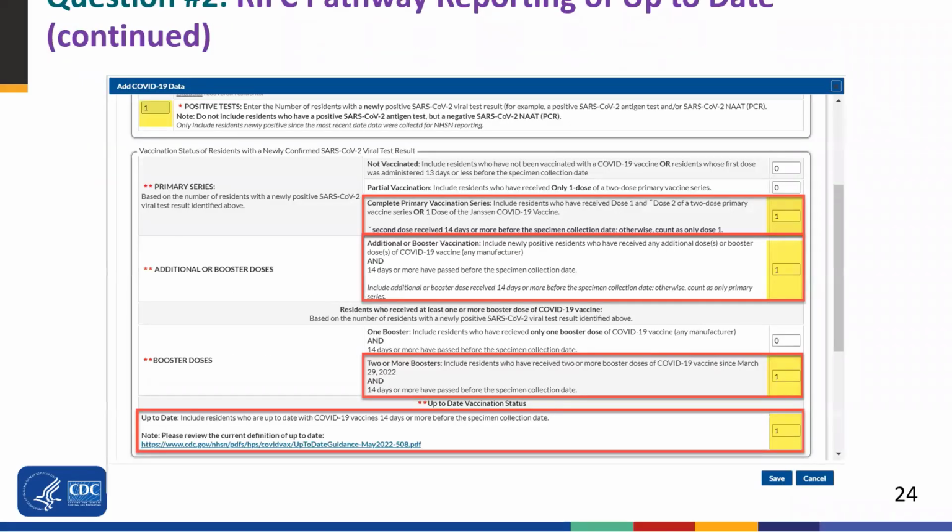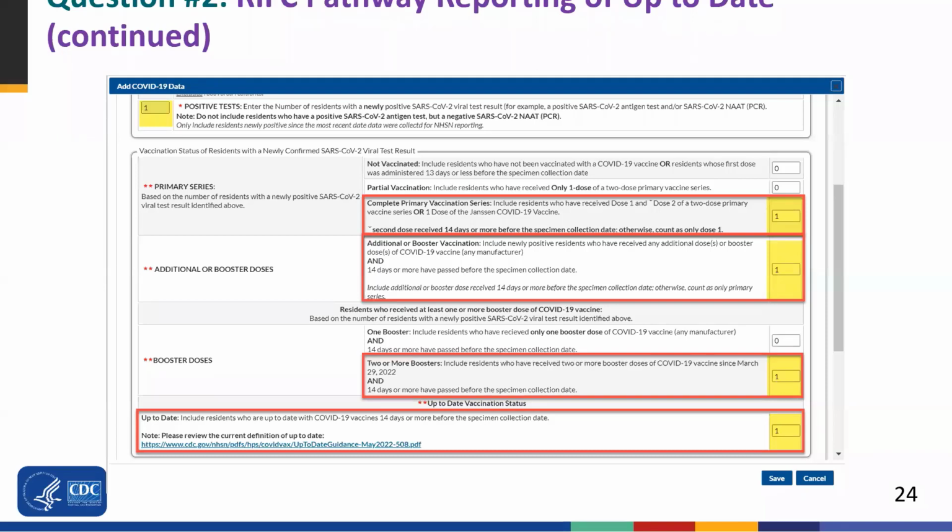Yes, so this is a screenshot of the RIFC pathway. And for this specific example, we've had 1 positive test this week. And this resident did complete their primary vaccination series, so they are counted in that category. And then they did receive an additional or booster dose, so we've counted them there as well.